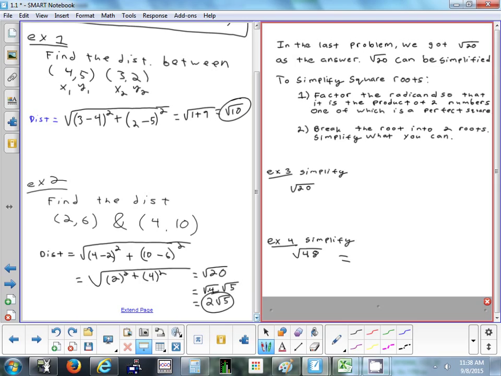So let's say you went through the distance formula. You ended up with square root 48. Anybody tell me how I can break that up?